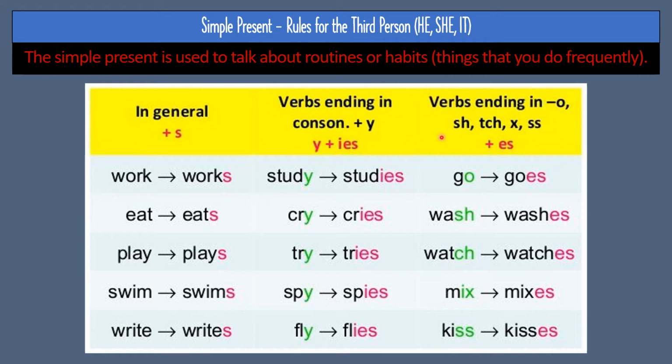And for verbs that end in o, sh, tch, x, or double s, we are going to add es to the end. For example, go, goes. Wash, washes. Watch, watches. Mix, mixes. Kiss, kisses.